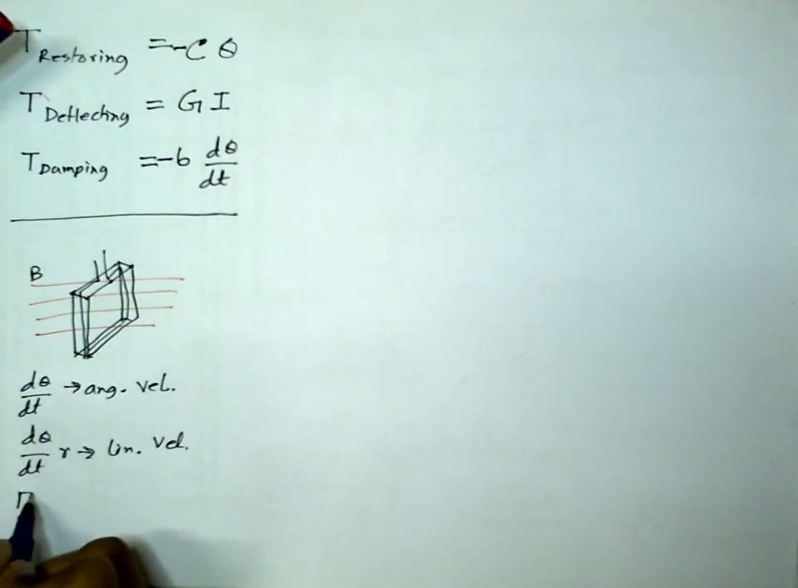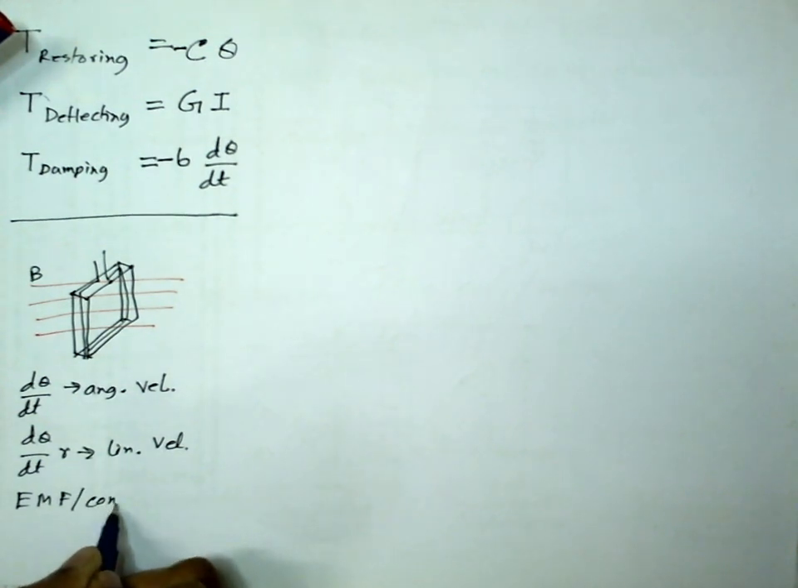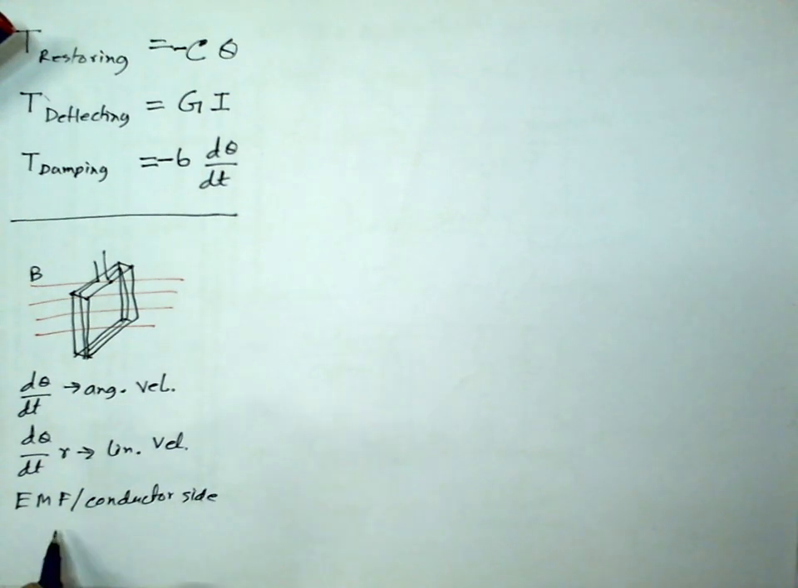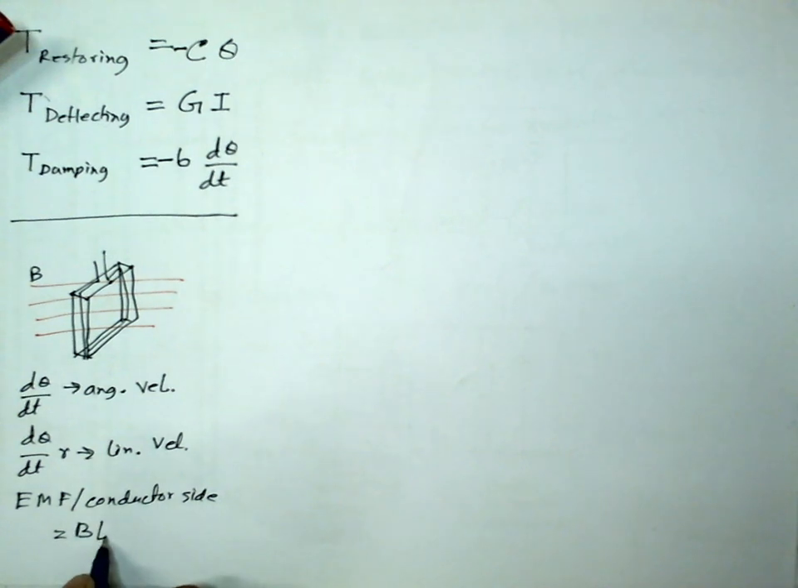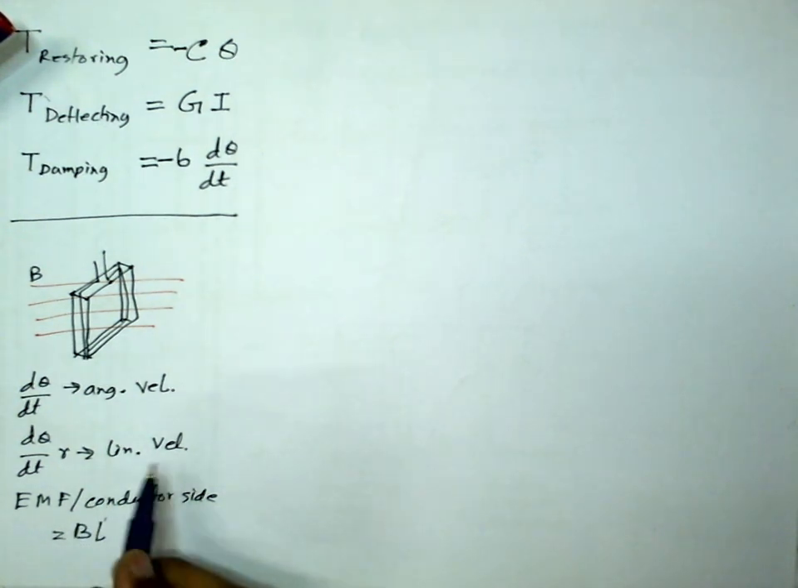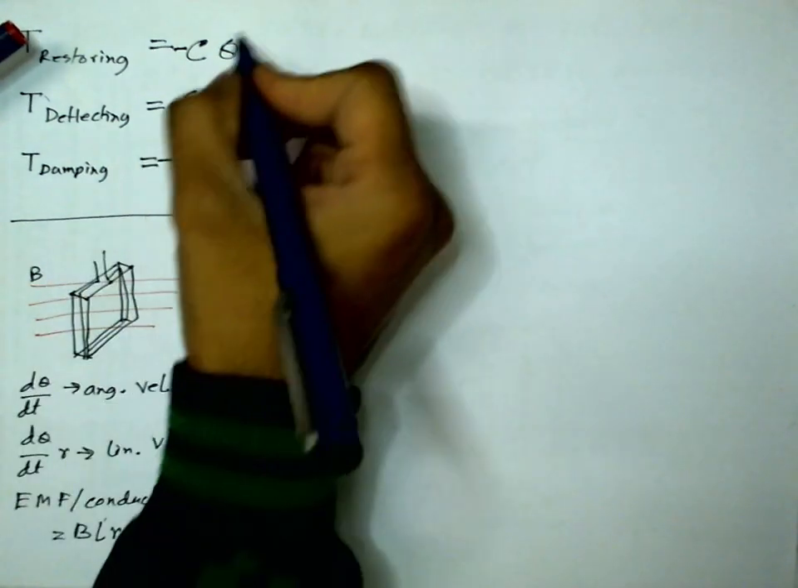So EMF per conductor side will be B multiplied by L, the length. I think it's obvious, L stands for length. BLV, velocity, is given by R multiplied by d theta dt. So this is the EMF per conductor side.